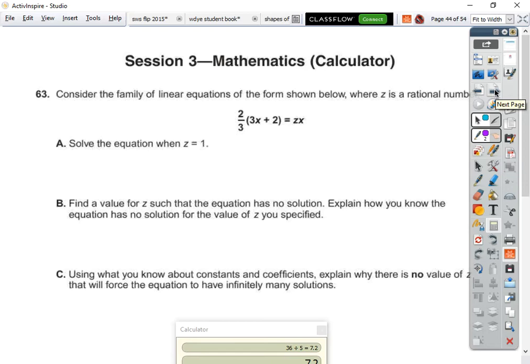Linear equation. Consider the family of linear equations of the form shown below, where z is a rational number. So in other words, we don't have a square root, but we could have a fraction. Solve the equation for when z is equal to 1. Right? So I'm going to rewrite this. Well, I'm going to write z is equal to 1x.